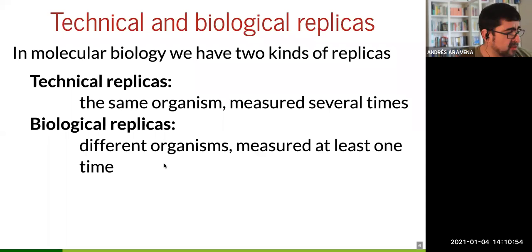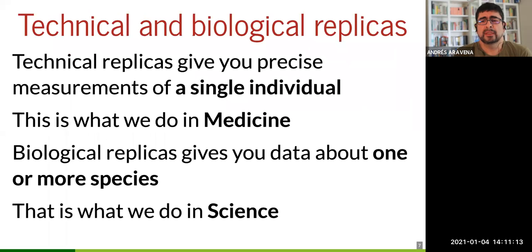That is an important distinction when you plan your experiment. You need to do replicas, but you need to understand the difference between technical replicas and biological replicas. They are handled differently, the statistics is different, you have different hypotheses. So technical replicas, well, you read this, are a precise measurement about a single individual.